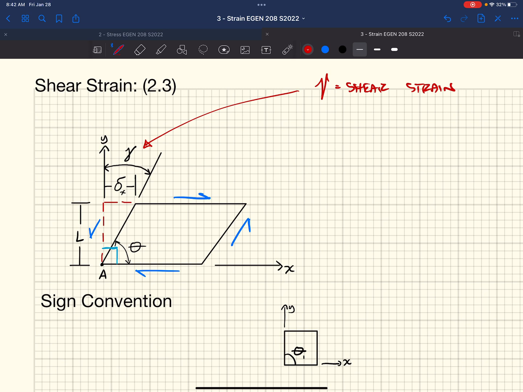Well, if we looked at the dimensions here, we're shearing this element and pushing it off to the side. It's going to deform some amount, it's going to distort some distance. Call that delta x.